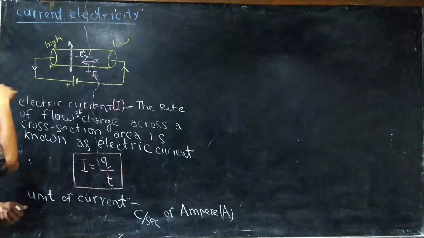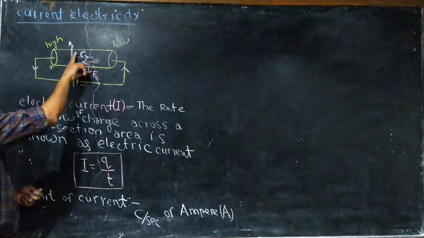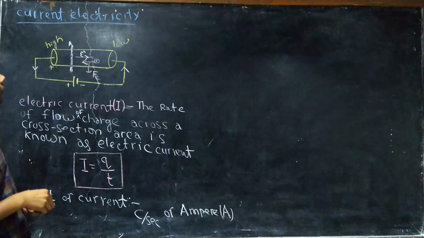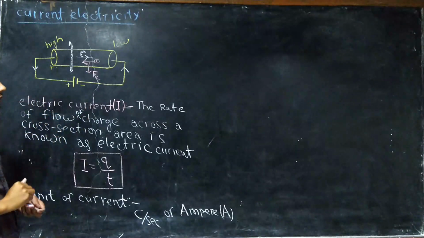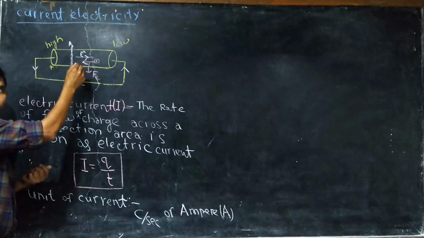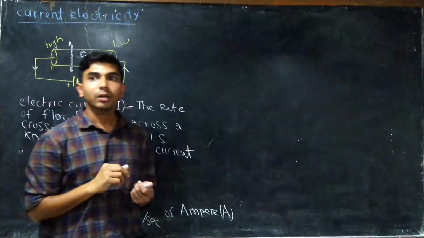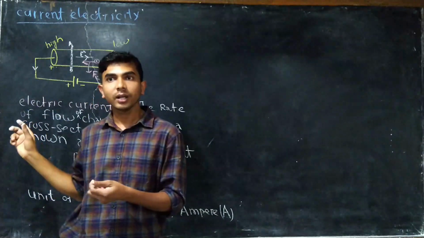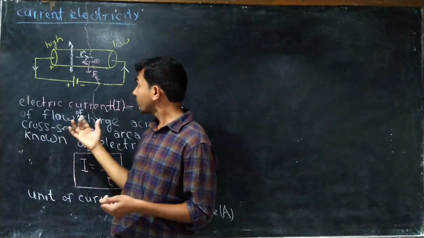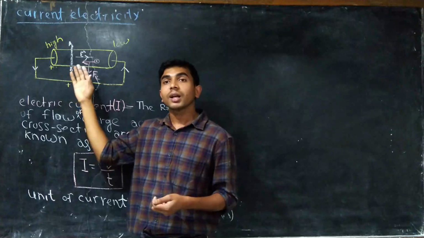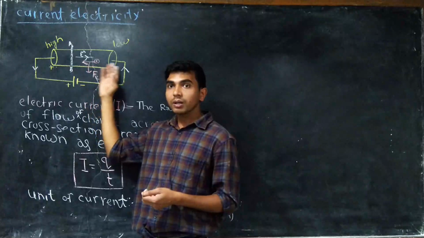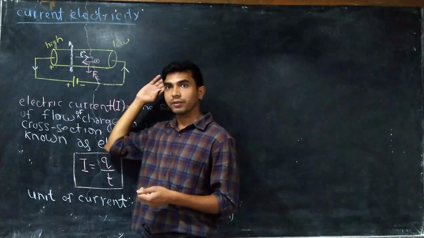Now you can see here, the electric field is in this direction and the electron is moving in some direction. So there will be some direction of current. Current also has direction. Then what is the direction of current? That we are going to study next. The direction of current is along the direction of the electric field. This is the direction of your electric field, so the direction of current will be in this direction.